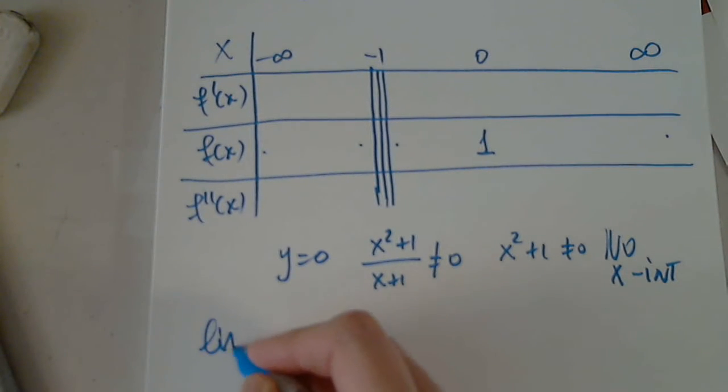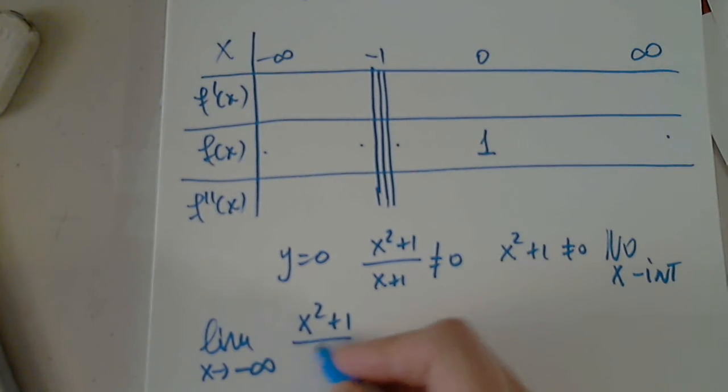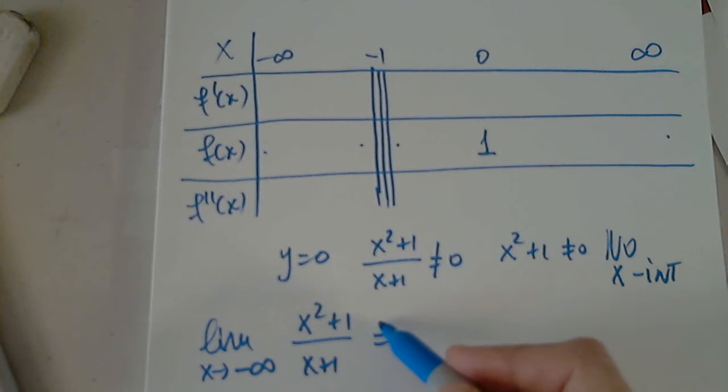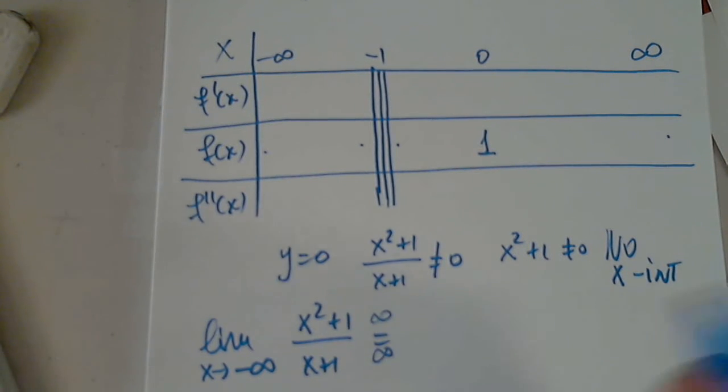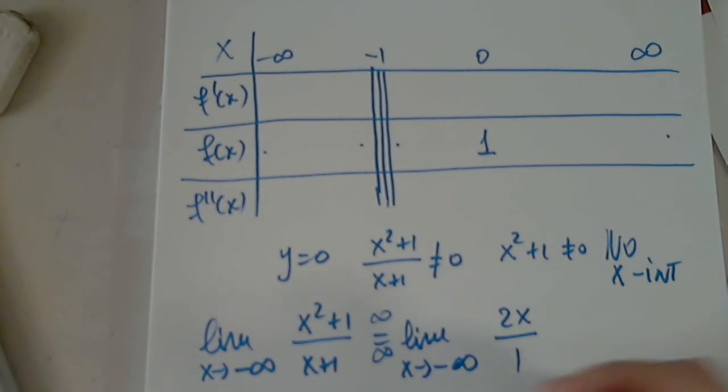So the limit as x approaches negative infinity, from left to right, of (x squared plus 1) over (x plus 1). Well, it's infinity over infinity. L'Hopital's rule, wonderful. I know that. So as x approaches negative infinity, 2x at the top, 1 at the bottom. When I plug it in, it's negative infinity.